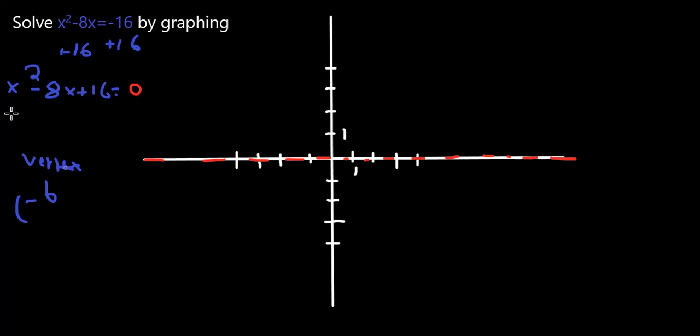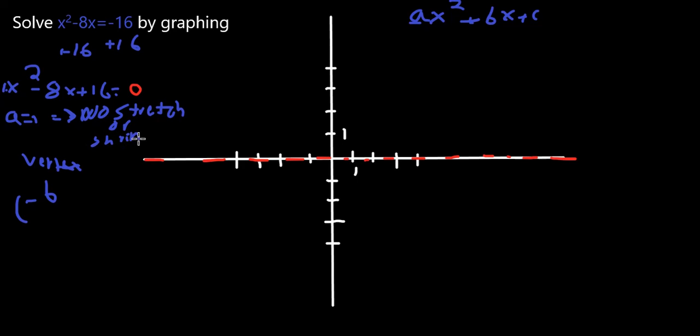And also I notice that a equals 1. This value here is 1. Remember that standard form is ax squared plus bx plus c, where a is the vertical stretch or shrink. So there's no stretch or shrink. So our vertex is going to be negative b over 2a, and then f of negative b over 2a.